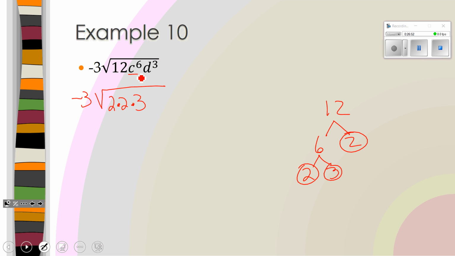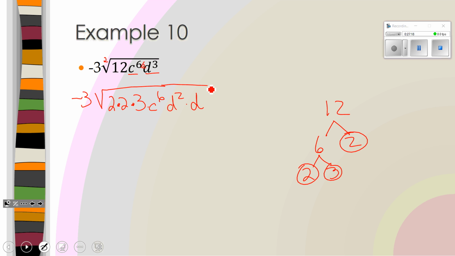Okay, how about c to the 6? Is it perfect? Can it divide by 2? Why by 2? Because this is a square root, right? So he's fine. Just bring him down. How about d to the third? Let's break him down into d squared times d.